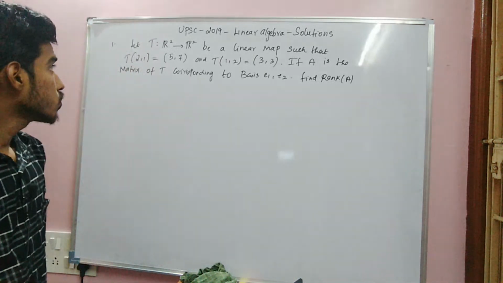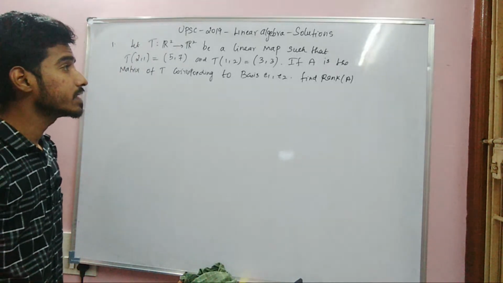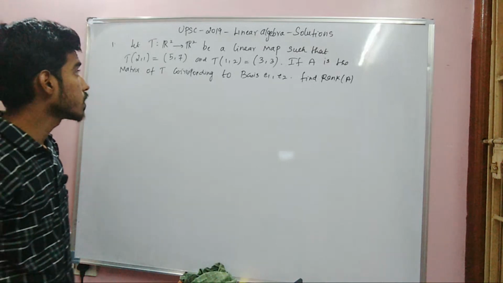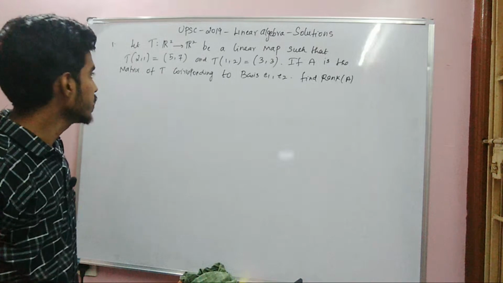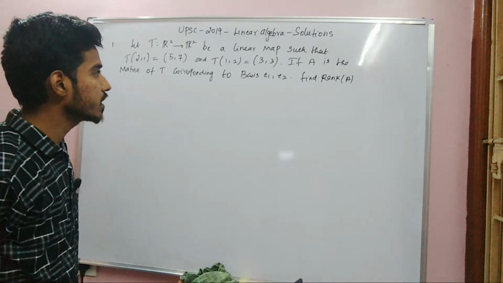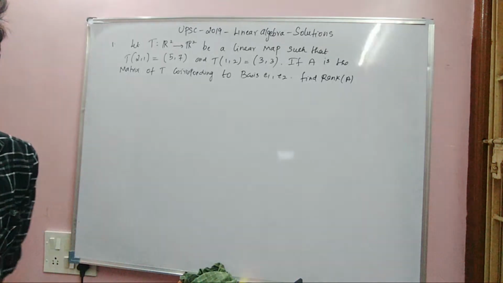So we'll move on to the first problem. Let T be a function from R2 to R2, a linear map such that T of (2, 1) is equal to (5, 7) and T of (1, 2) is equal to (3, 3). If A is the matrix of T corresponding to the basis E1 and E2, find the rank of A.